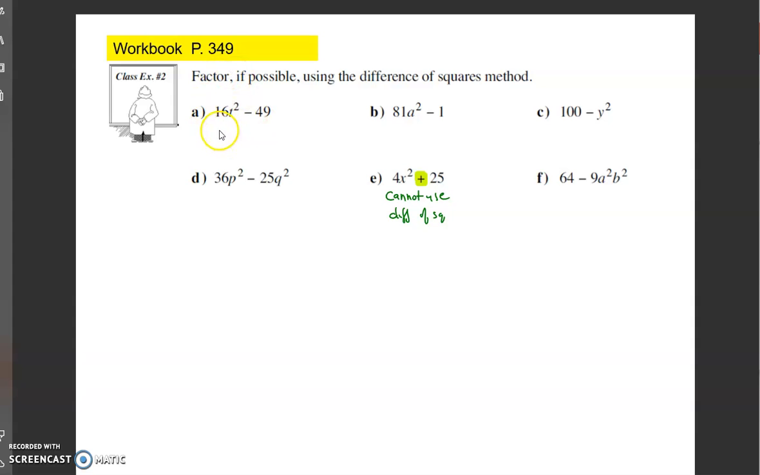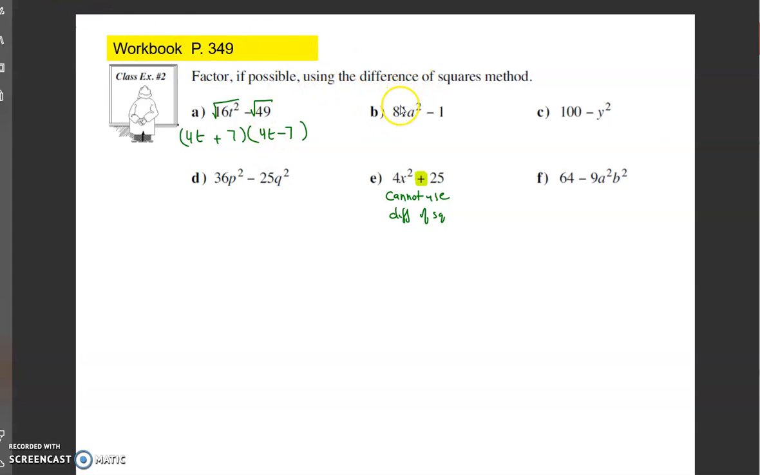So I'm going to start with A. Now, first thing is, can I take a square root of both these terms? Yes, I can. They will come out to be nice numbers. 16t squared should give me 4t. And 49 should give me a 7. And I can go one plus, one minus. So this worked out really well. I could take a square root and it had a negative in between. So both conditions are met, so I was able to use difference of squares.